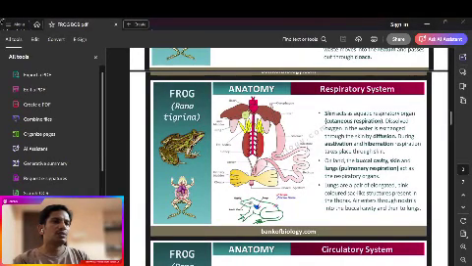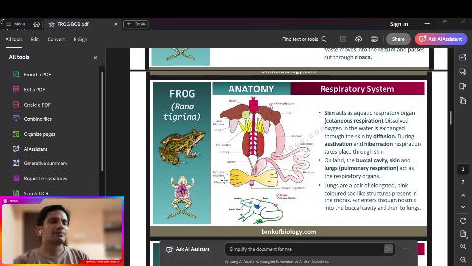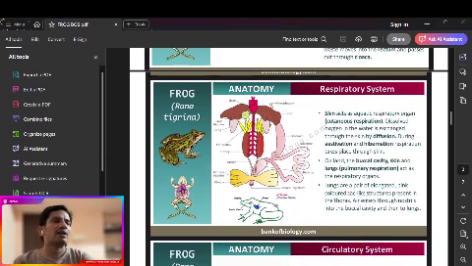Hello dear students, today I am going to explain about the anatomy of the frog in the respiratory system. You know that frogs belong to the class Amphibia. In these animals, the skin acts as an aquatic respiratory organ.